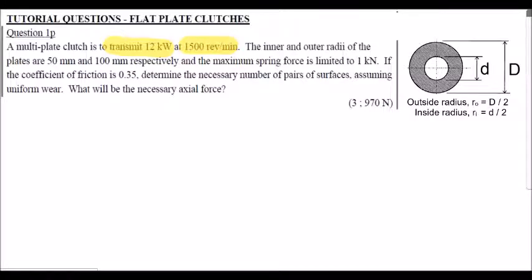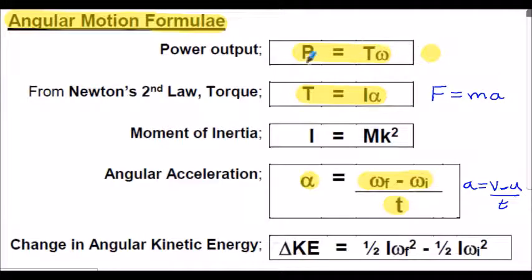Don't forget, we have to convert revs per minute into radians per second when we do our calculations. But we often speak in terms of revs per minute when we're defining the question. So that's power and that's the speed. And from that, we'll be able to find a torque because of the P is equal to T omega formula here. I can see I can get a torque from that if I need it in a moment.